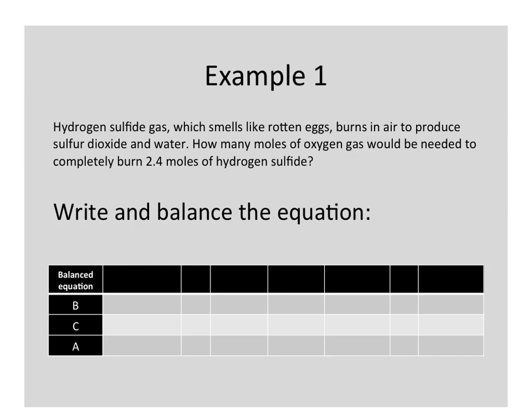Here's an example. Hydrogen sulfide gas, which smells like rotten eggs, burns in air to produce sulfur dioxide and water. How many moles of oxygen gas would be needed to completely burn 2.4 moles of hydrogen sulfide? First step, write the equation. So we're going to zoom in a little bit here.